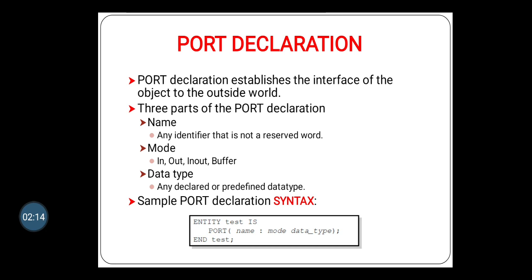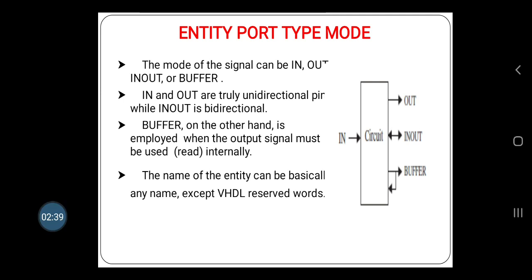Sample port declaration syntax is again shown here. Entity is the reserved word, then test is the name of the entity, is the reserved word, then you have port. Inside the port brackets you have name colon mode data type bracket close semicolon and end test semicolon. Entity port type mode. The mode of the signal can be input, output, input output or buffer.